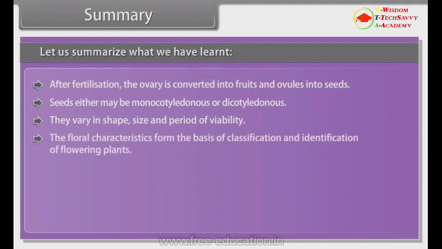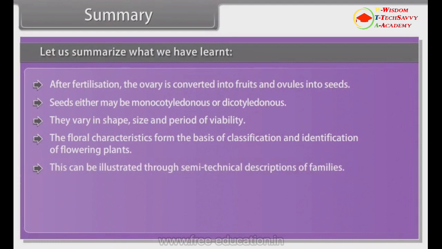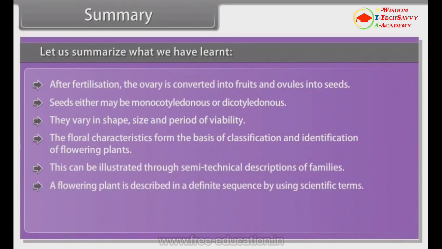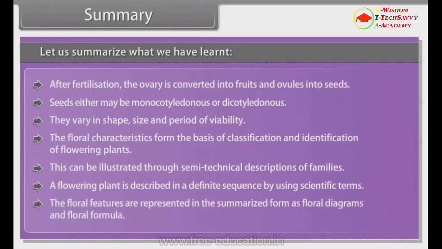The floral characteristics form the basis of classification and identification of flowering plants. This can be illustrated through semi-technical descriptions of families. A flowering plant is described in a definite sequence by using scientific terms. The floral features are represented in summarized form as floral diagrams and floral formula.